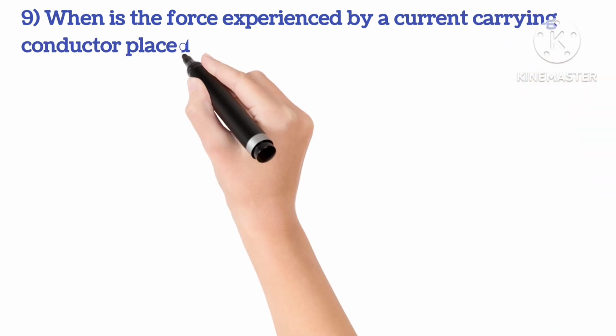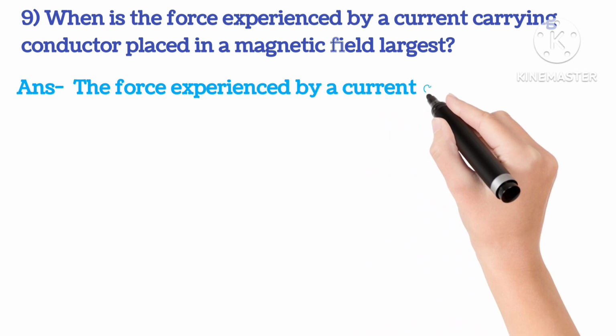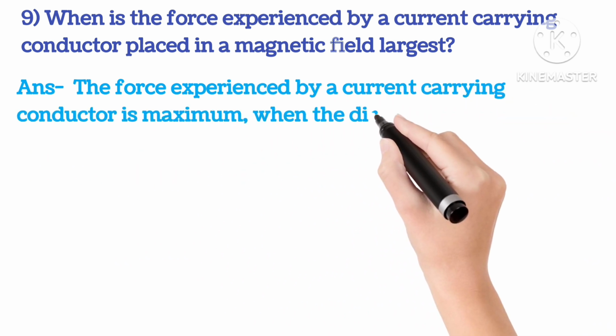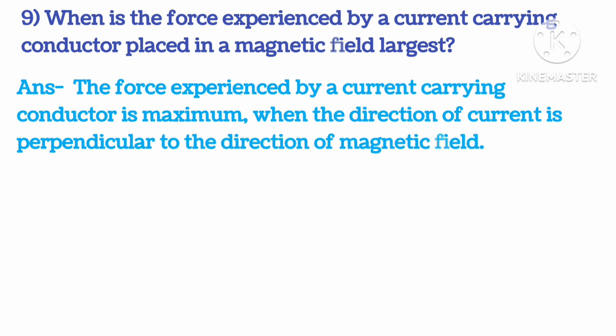When is the force experienced by a current carrying conductor placed in a magnetic field largest? The force experienced by a current carrying conductor is maximum when the direction of current is perpendicular to the direction of magnetic field.